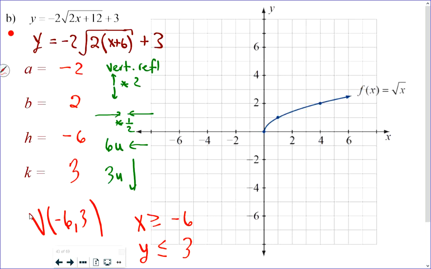Go ahead, Shazmaida. Pardon me? Thank you very much. It is not 3 units down. It is, without a doubt, 3 units up. Thank you.